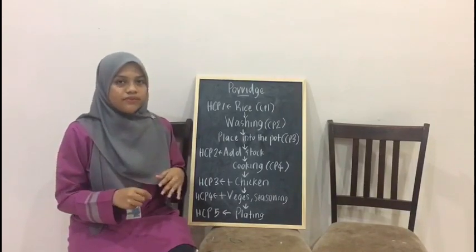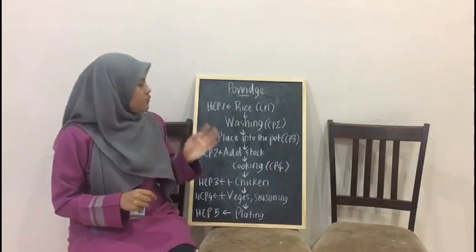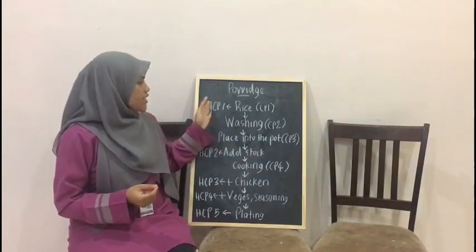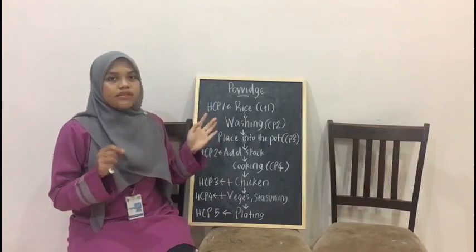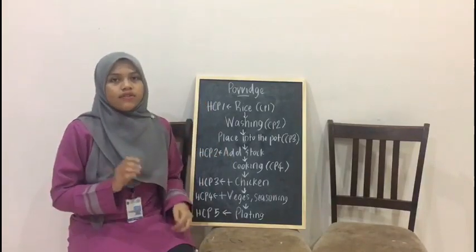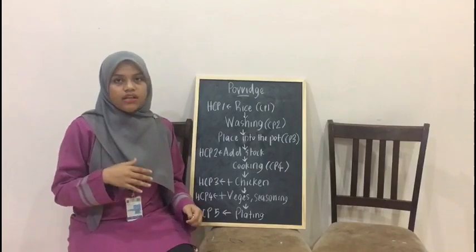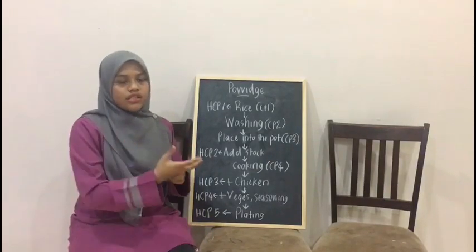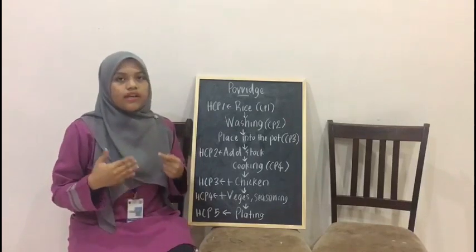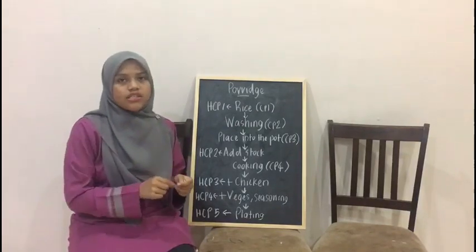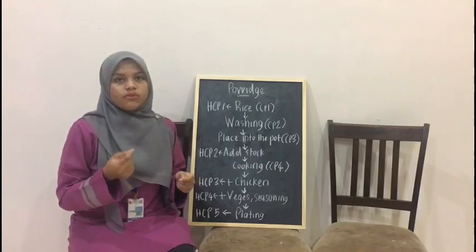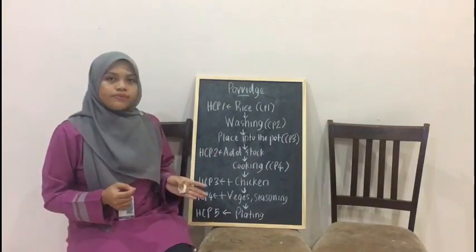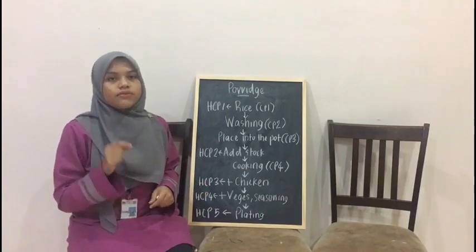with frequent stirring. Now we will move to the critical limit and also the corrective action. For HCP1, the rice must be halal. If the rice is from an unknown brand or shubha, we should change it to rice that already has a halal certificate or change to a brand that is confirmed to be halal according to Sharia law. For the second HCP, the chicken itself must be halal.